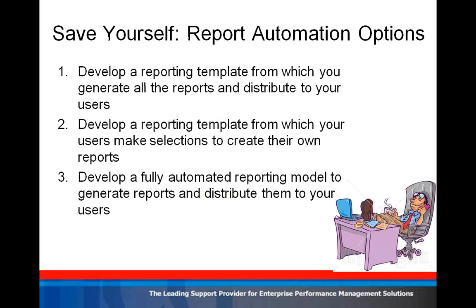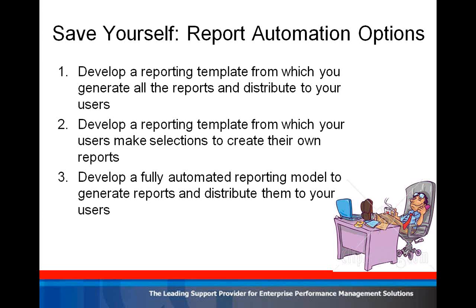So here are some of the reporting automation options. You can develop a reporting template from which you generate all your reports and distribute to users. So that's kind of the distribution list example. You can develop a reporting template from which all your users make their own reports. So that's kind of the self-service model. Or you can develop a fully automated reporting model to generate your reports and distribute them to your users.